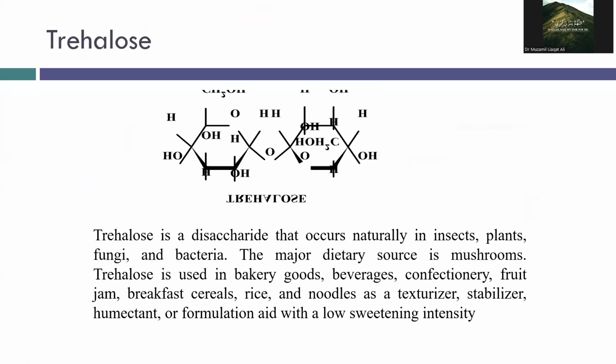Next is trehalose. Trehalose is a non-reducing disaccharide in which two alpha-D-glucose units are linked by an alpha-1,1 glycosidic bond. It is naturally present in mushrooms, insects, fungi, and bacteria. In the food industry, trehalose is used as a texturizer, stabilizer, and humectant due to its low sweetness and excellent stabilizing properties.